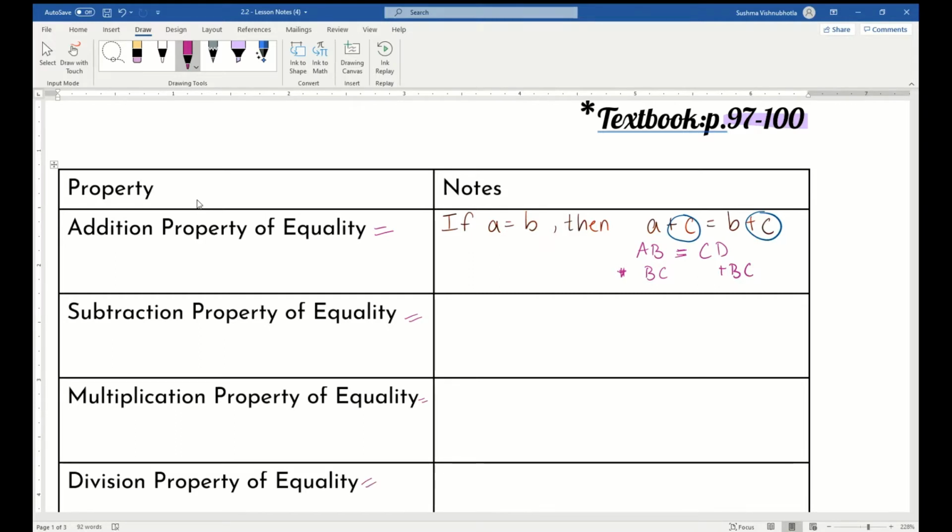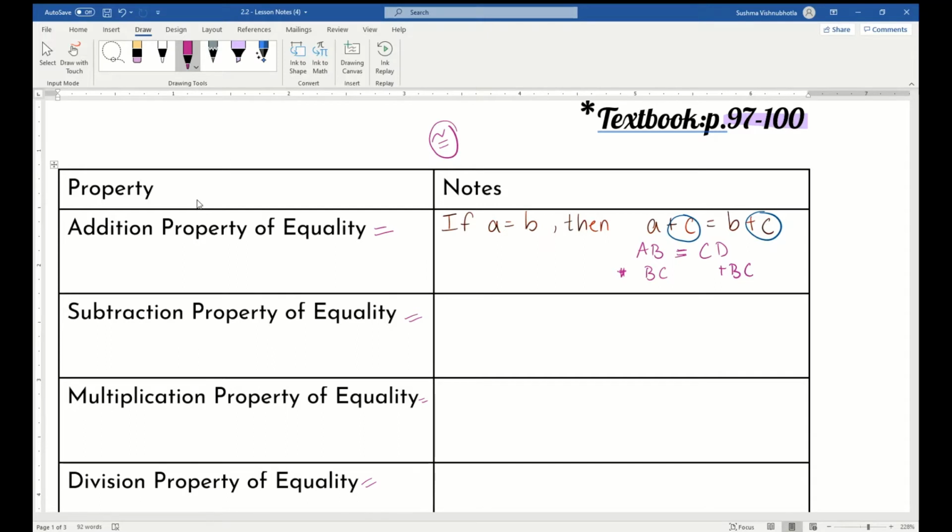In the next lesson and moving forward, we're going to see how this is different from properties of congruence, where those properties are used as reasons when we are looking at statements that are congruency statements, so they don't involve an equal sign. But anytime you have an equal sign, you can use these properties.